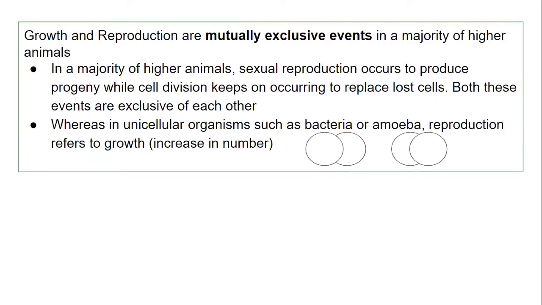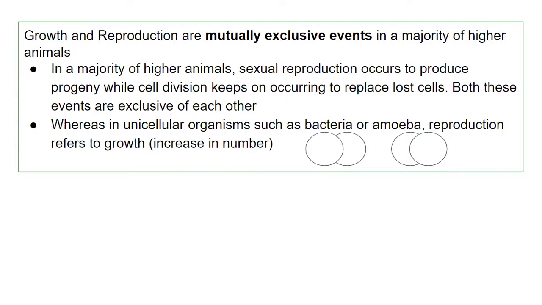As we said, growth and reproduction in higher beings are mutually exclusive events. They are independent of each other. The diagram example is of mutually inclusive events: when something is inclusive, the circles overlap. But mutually exclusive means that these circles would be separate. They would not intersect each other at any point.